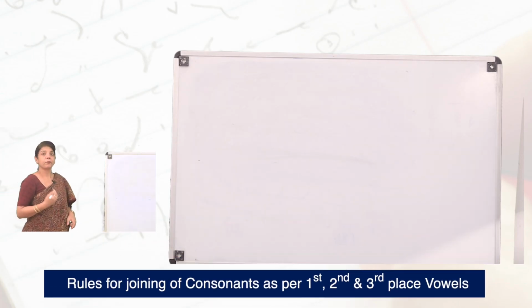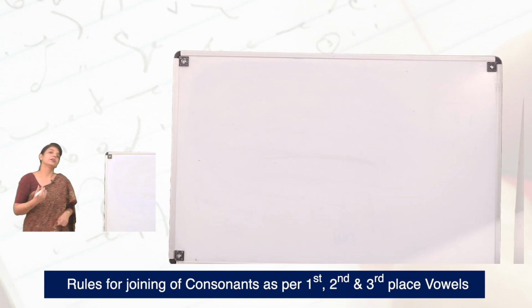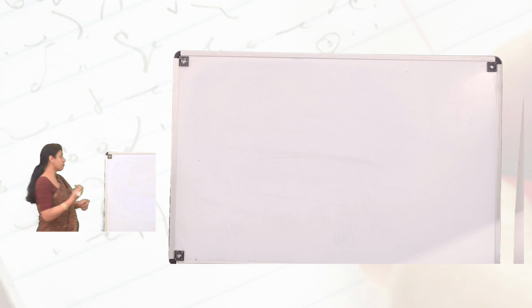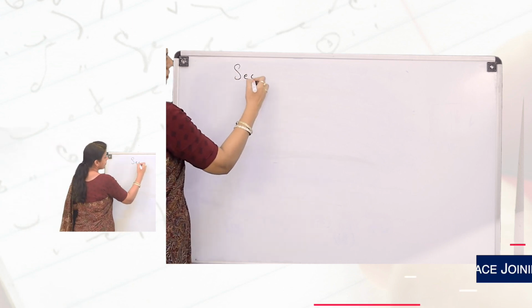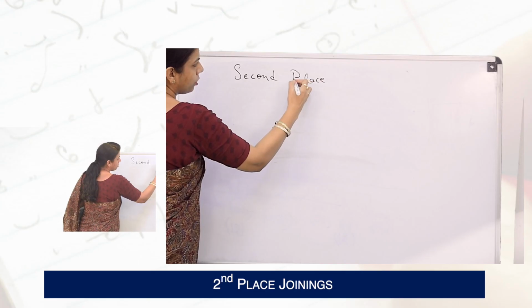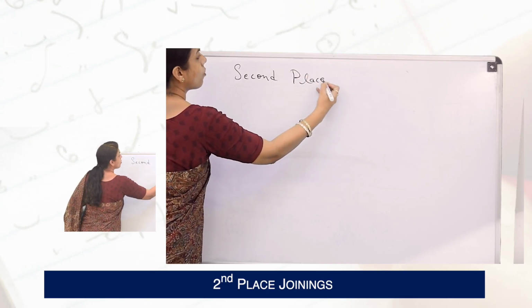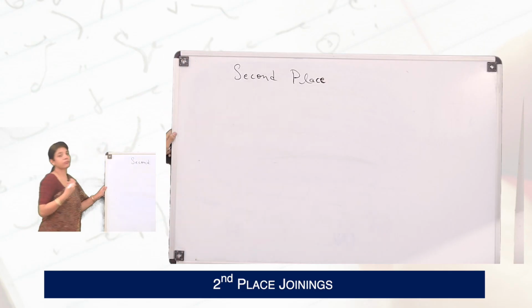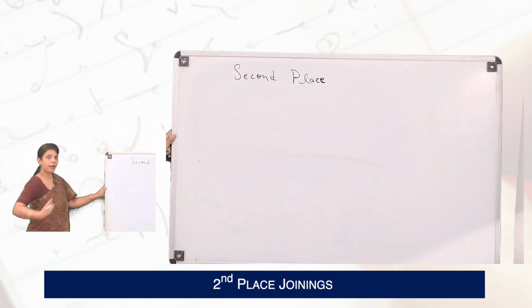Now there are 3 places basically: first place, second place and third place. What is the difference between the 3 places? We'll start with the second place first. Why? Because you have an idea of writing the consonants on the line till now. So we'll begin with the second place and then move to first and third.